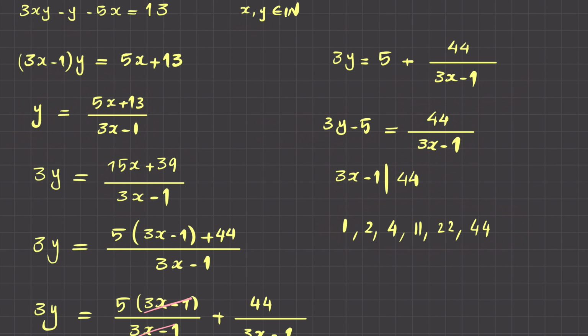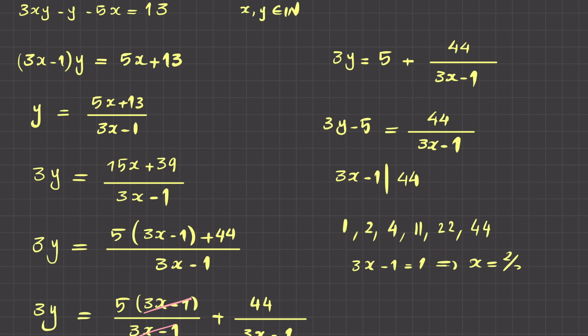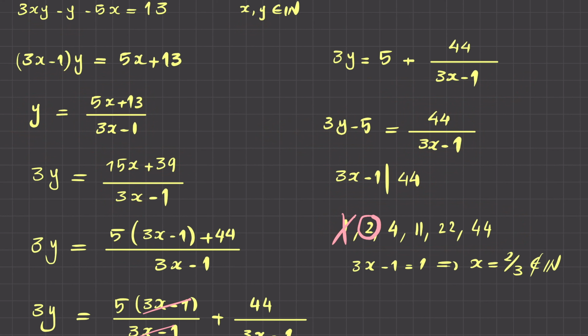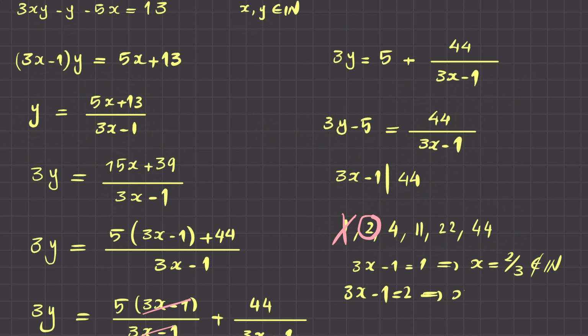Yes, but can 3x minus 1 be equal to 1? You will see no, because 3x minus 1 equals 1 means that x is equal to 2/3, but this is not acceptable because this is not in the set of natural numbers. So you know that this is not possible. But is 2 possible? Yes. 2 is possible. Why? Because 3x minus 1 equals 2 means that x is equal to 1. And 1 is indeed a natural number.